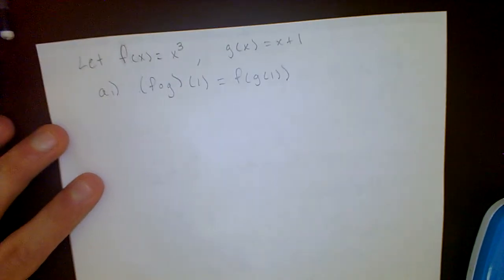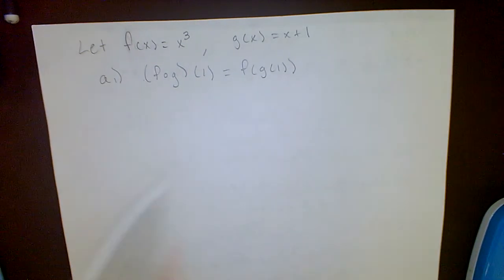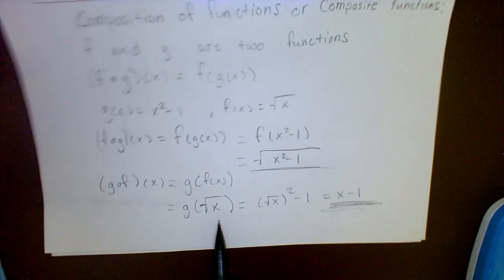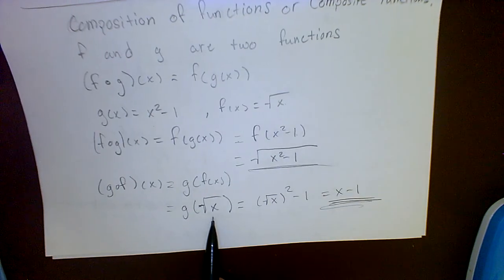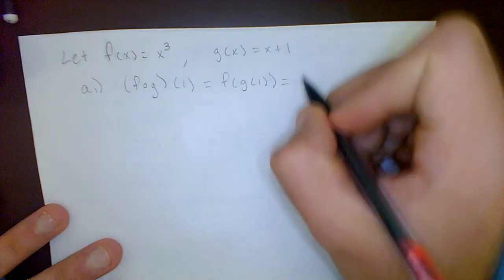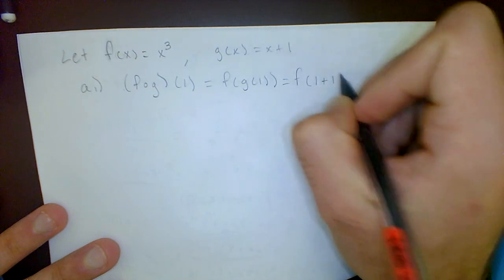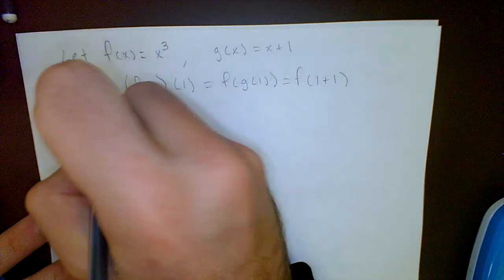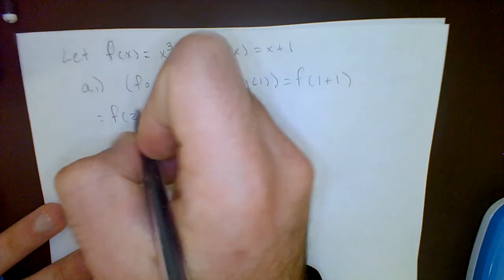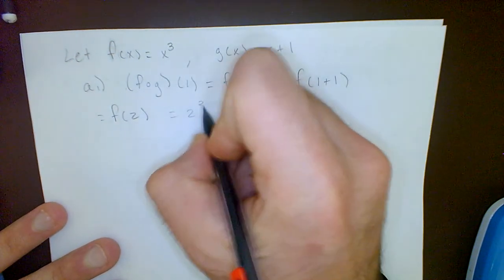So when we're just talking about a variable, like the example I just did, we had to just use the variable x. We did f of g of x, but now we're actually evaluating, so you can do this a little bit easier. So this is f of 1 plus 1. So this is equal to f of 2, which is equal to 2 cubed.